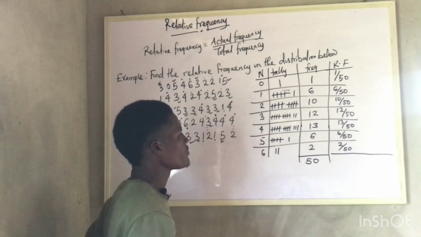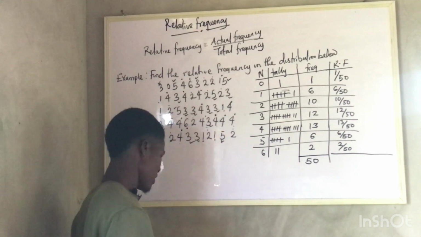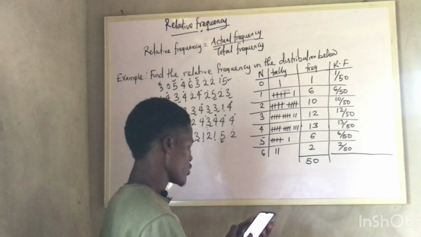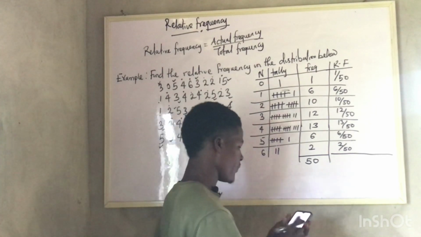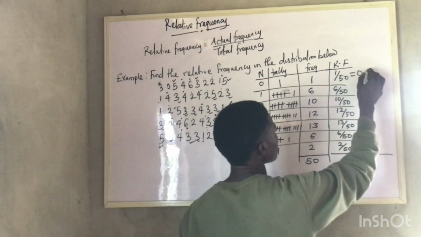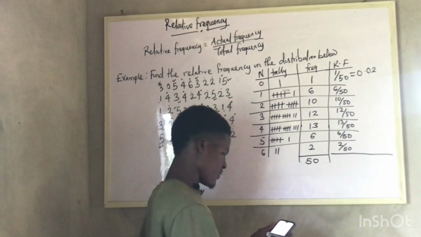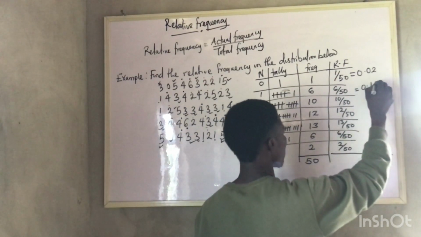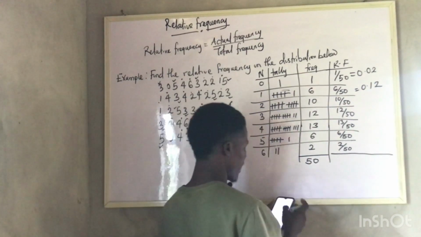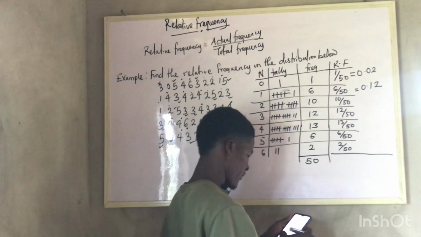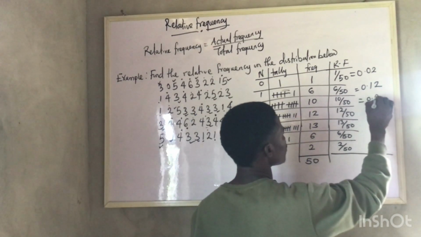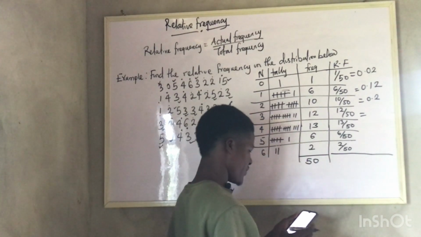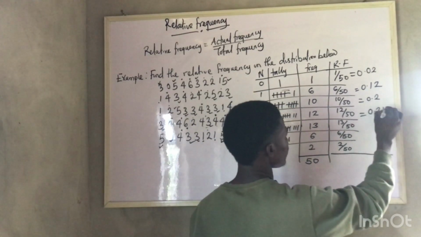All right. So let's find the decimal points. I'll be using my calculator here to divide. So I have the first one, which is 1 divided by 50. That is 0.02. Then we have 6 divided by 50. We have 0.12. Then we have 10 over 50. So this is 0.2. Then we have 12 divided by 50. We have 0.24.